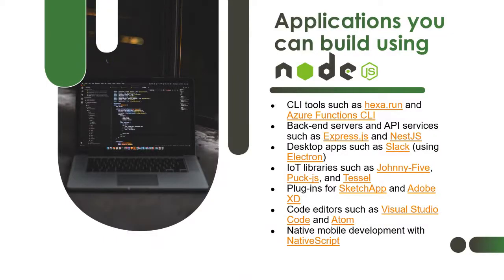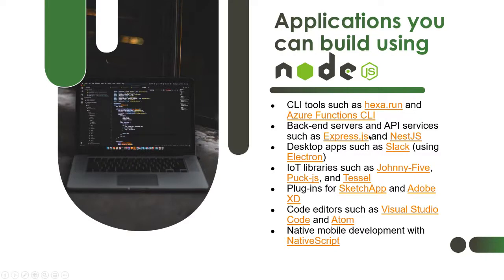Then let's take a look at some of the applications you can build with Node.js. So lots of tools. An example is a command line interface tool such as Hexo. These are built using Node.js. And we also have backend servers and APIs. Actually, in this specific workshop, we'll be building an API. And we also have Express.js.